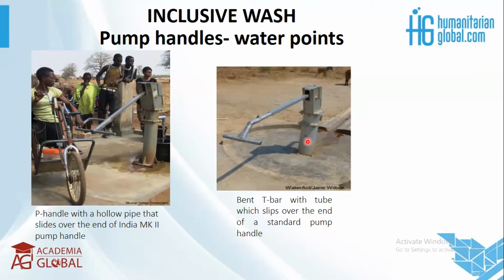The second one is still a pump handle. This is a bent T-bar, and it slips over the end of the standard pump handle. So with this one also, people can still use it, even children. These are just modifications so that our WASH facilities really are inclusive and accessible to all. So this is in terms of water points.